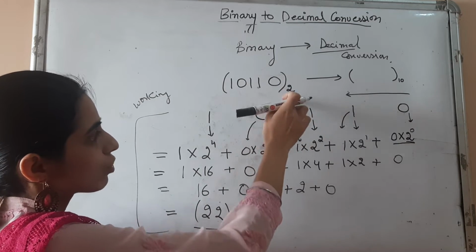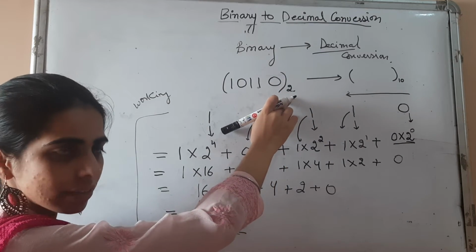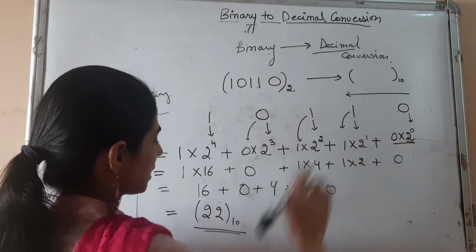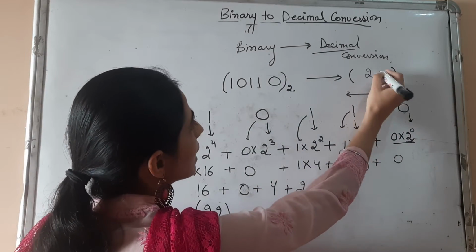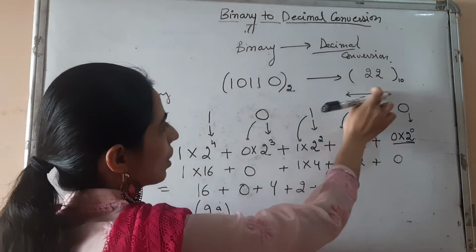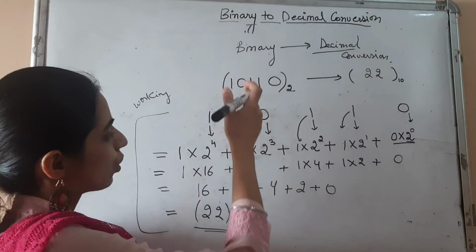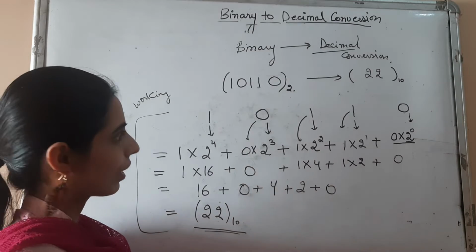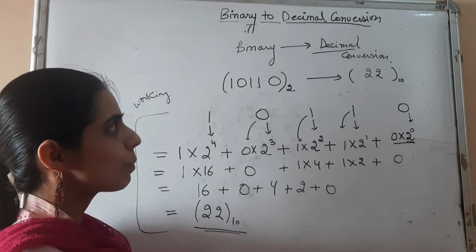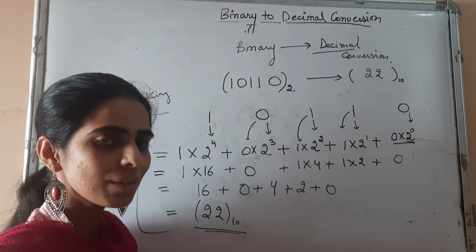As it is always mentioned in the question, base 2 if it is binary given. Then while writing the decimal part of it, we will write the base 10. So we will write the answer this way. So this is the whole solution that you need to show in your answer sheets for getting full marks, right? So I hope this one is clear to you. Binary to decimal conversion is clear, okay?